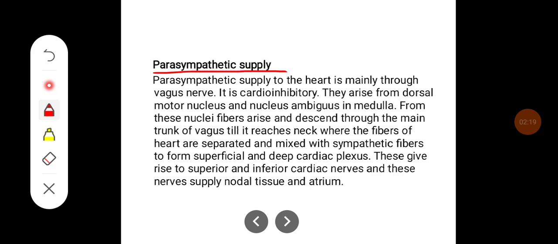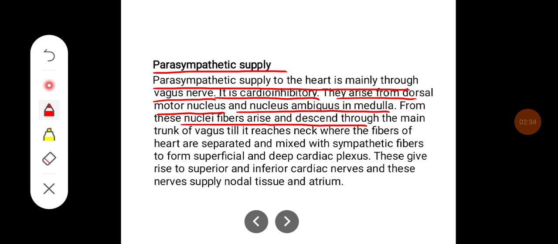Parasympathetic stimuli. The parasympathetic stimuli to the heart is mainly through the vagus nerve. It is cardio inhibitory. They arise from dorsal motor nucleus and nucleus ambiguus in medulla. From these nuclei, fibers arise and descend through the main trunk of vagus till it reaches the neck, where the fibers of heart are separated and mixed with sympathetic fibers to form superficial and deep cardiac plexuses.